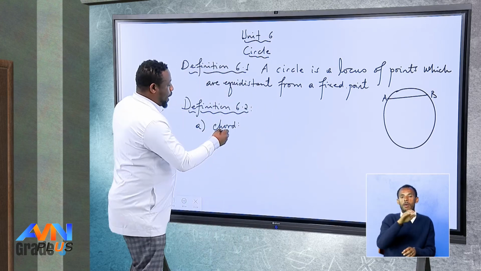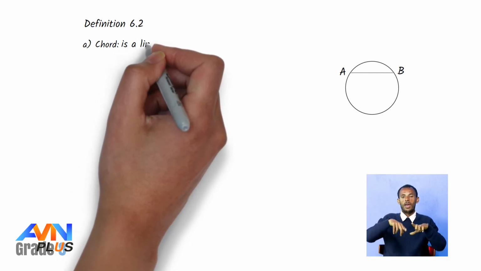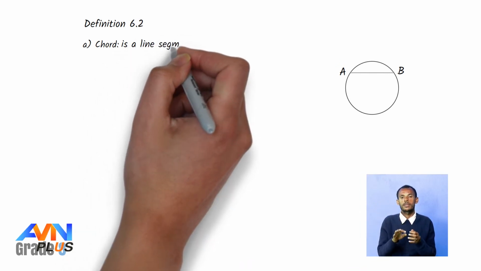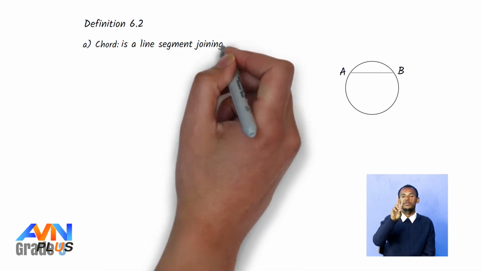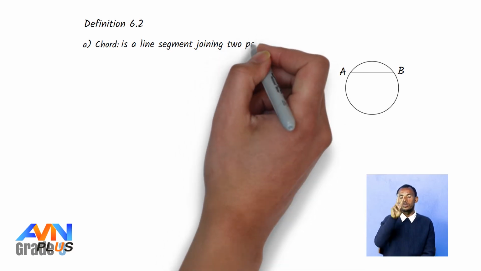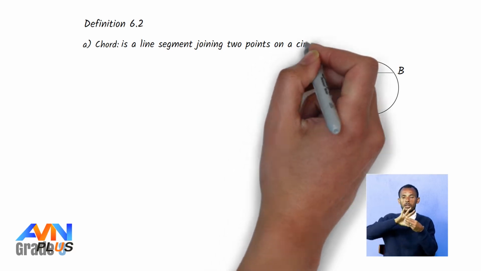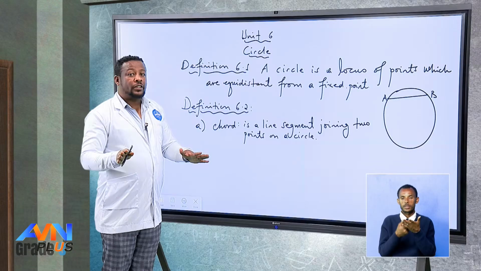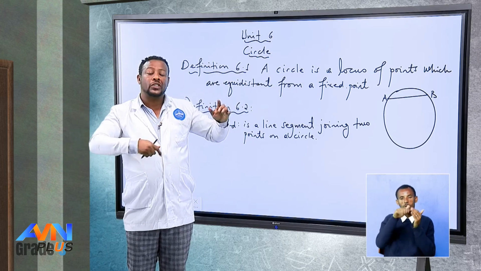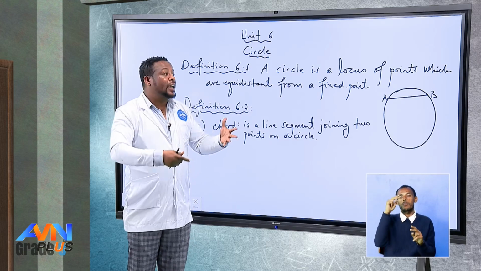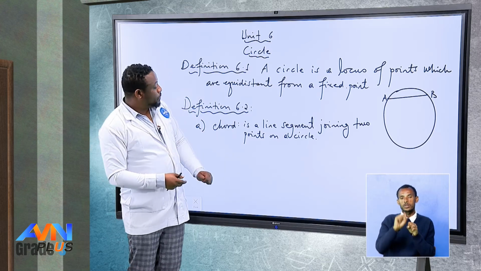So a chord is a line segment joining 2 points on a circle. This is one of the terminologies that we need to be familiar with, because knowing all the terminologies of the circle is very important for the discussion that we will have next, right? So one of the terminologies is a chord.